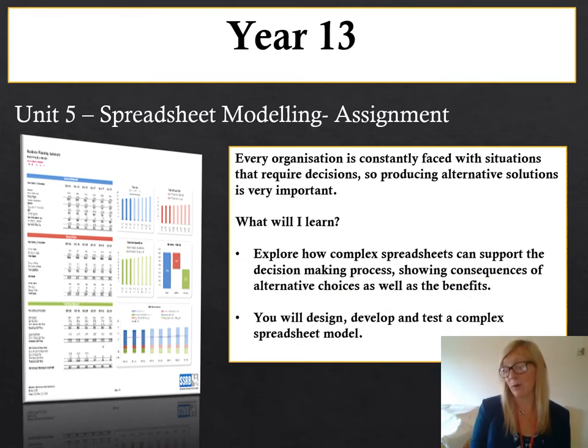So what you will learn, well, first of all, you're going to explore complex spreadsheets which can support businesses to make decisions, showing consequences of alternative solutions as well as the benefits. You will then design, develop and implement your own spreadsheet model.